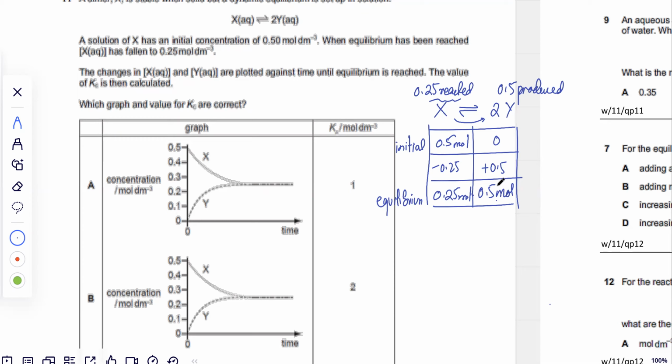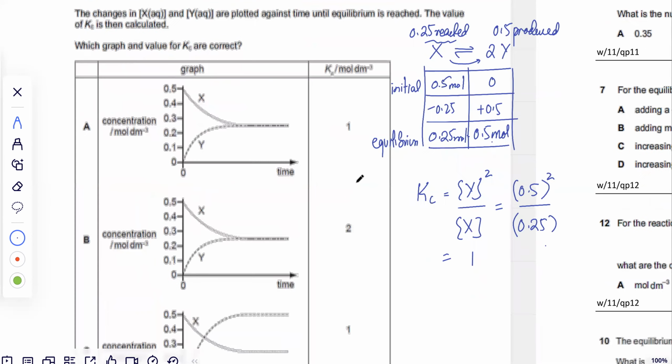So I found my equilibrium moles, and he's asking you to calculate the value of Kc. What is going to be the expression for Kc? Kc over here would be the product concentration y divided by the reactant concentration, which is x, and the coefficient becomes the power, so it's 2y, so it's going to be squared. So I'm going to plug in the equilibrium concentrations. It's going to be 0.5 squared, divided by the x concentration, which is 0.25. If you solve for this, you get 1. So your Kc value is going to be 1.